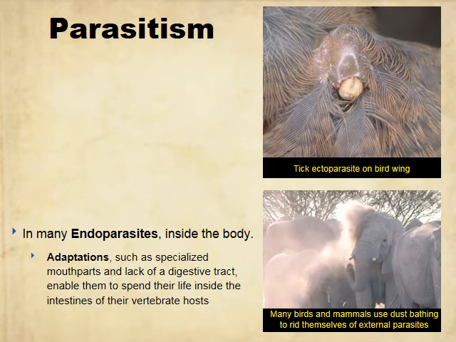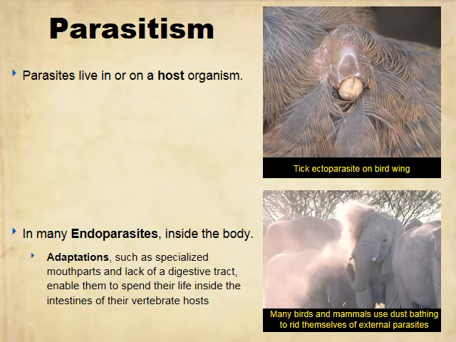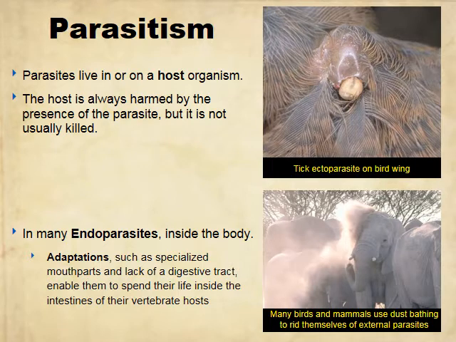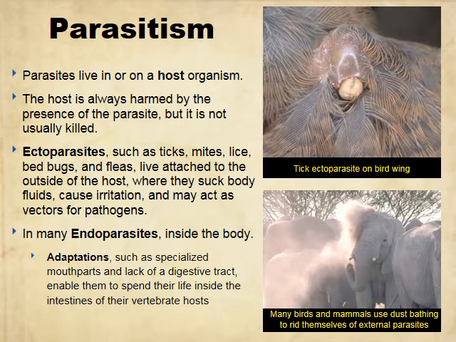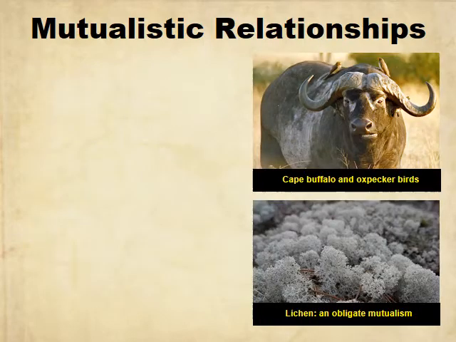So parasitism, you have, here we go. They live in or on a host organism. Host is always harmed, and you have ectoparasites and endoparasites. Ecto are on the outside of the host. Endo is on the inside of the body. Okay, you have things like tapeworms, ringworms, lots of fun worms.